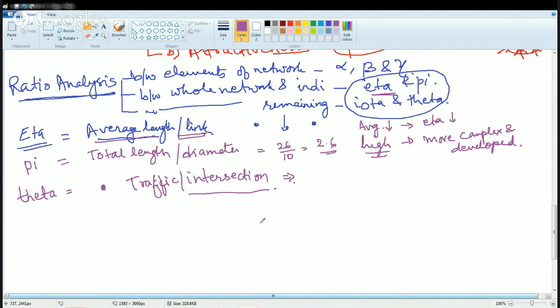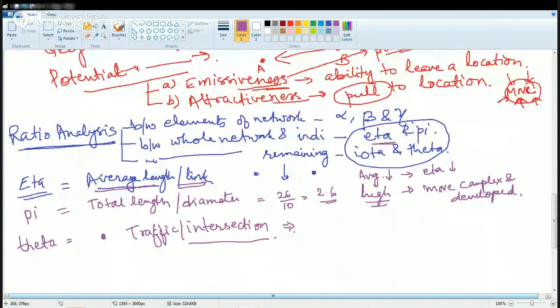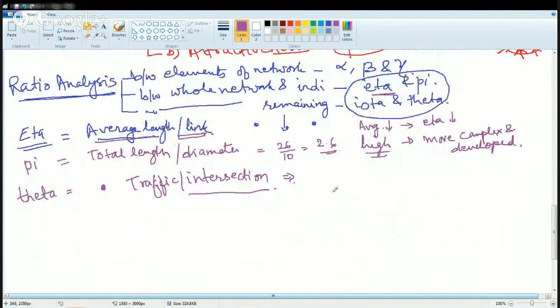So for example, let's move on to the same case here. If I say the total volume of traffic here is say 100, okay, and there are 13 nodes, what would be the traffic for each intersection? It would be 100 by 30, okay, for those areas per node per day. So here is how we are calculating the theta index: average flow of traffic per vertex. Our aim is to find out how much traffic is flowing per vertex every day. Per vertex or per node per day. Okay, so that's the theta index.